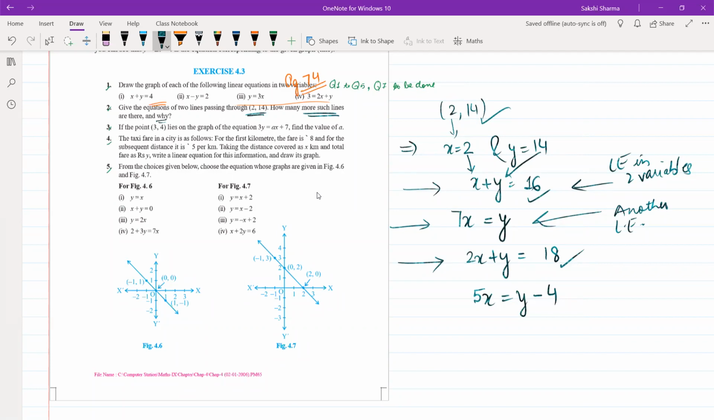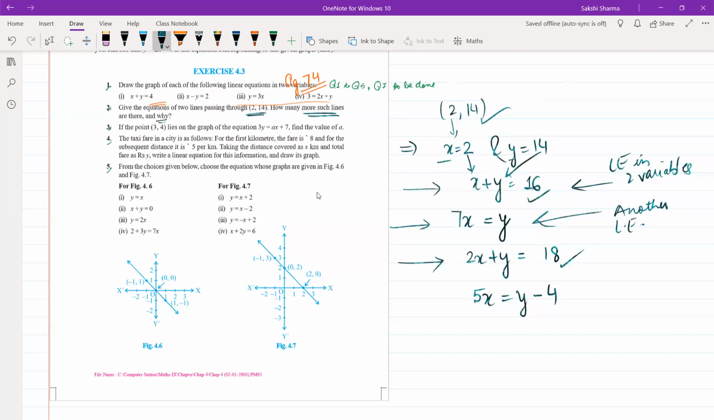हम linear equation बना कैसे रहे हैं? We are thinking of a combination for x and y so that if we use these values in that linear equation, the answer or the equation is satisfied.